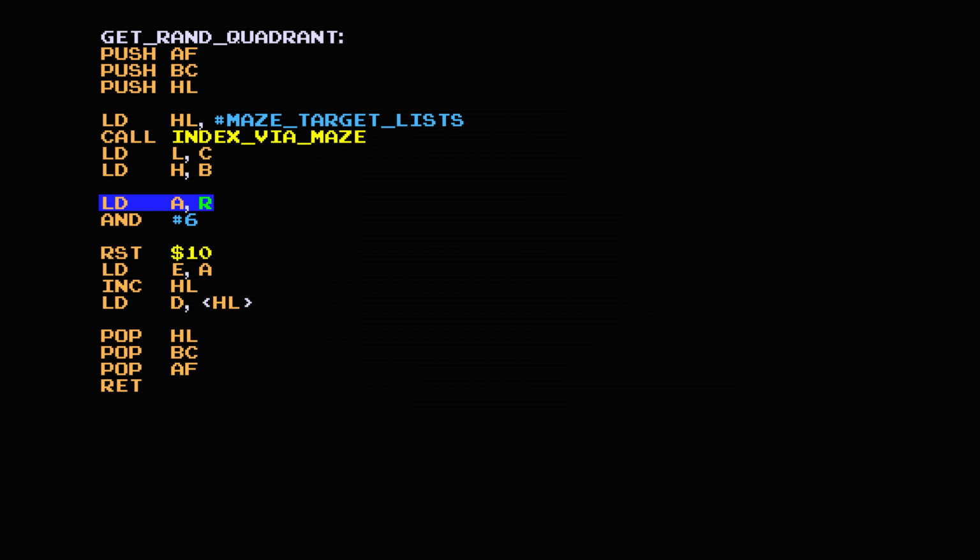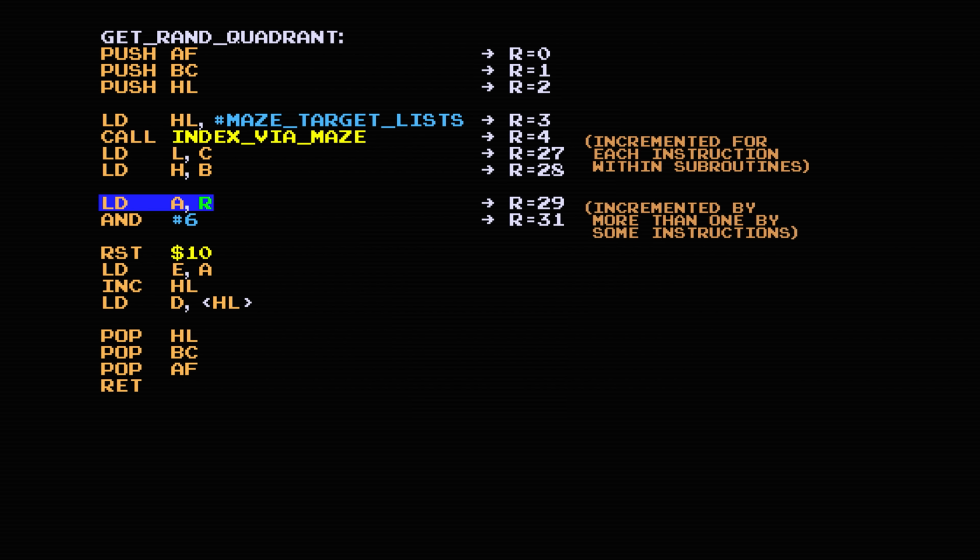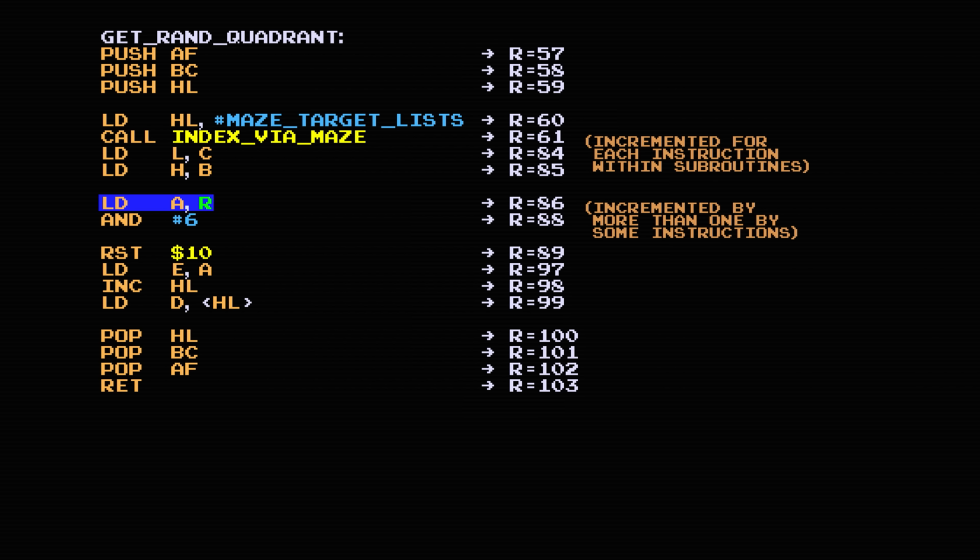This register is automatically incremented by 1 for every single instruction executed, wrapping around at 127 back to 0, since it's a 7-bit counter. The highest bit is still accessible and usable by the program. This means that the exact value in this register isn't particularly well known. It depends on exactly how many instructions have been executed since the last time it was read.